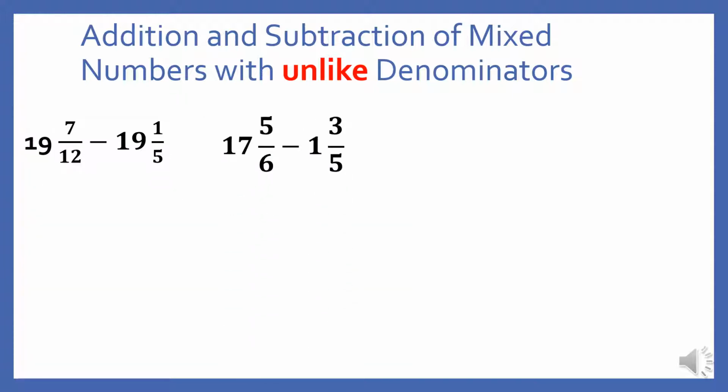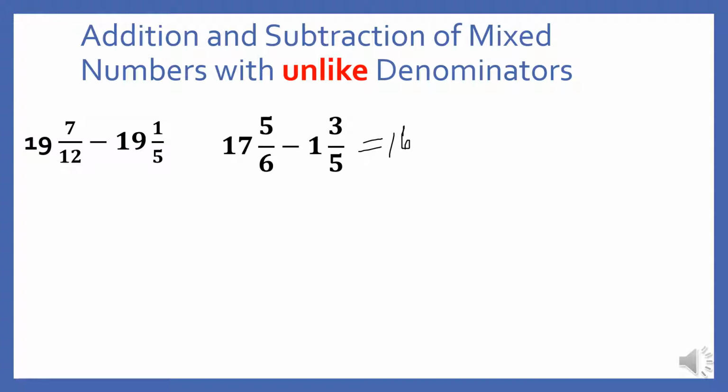We have 17 and 5 sixths minus 1 and 3 over 5. Again, you have two ways you can do this. You can convert the mixed numbers to improper fractions, then find your LCM and subtract, or you can work out your whole numbers and then the fractions. I'm going to work out my whole numbers. 17 subtract 1 is going to give me 16.